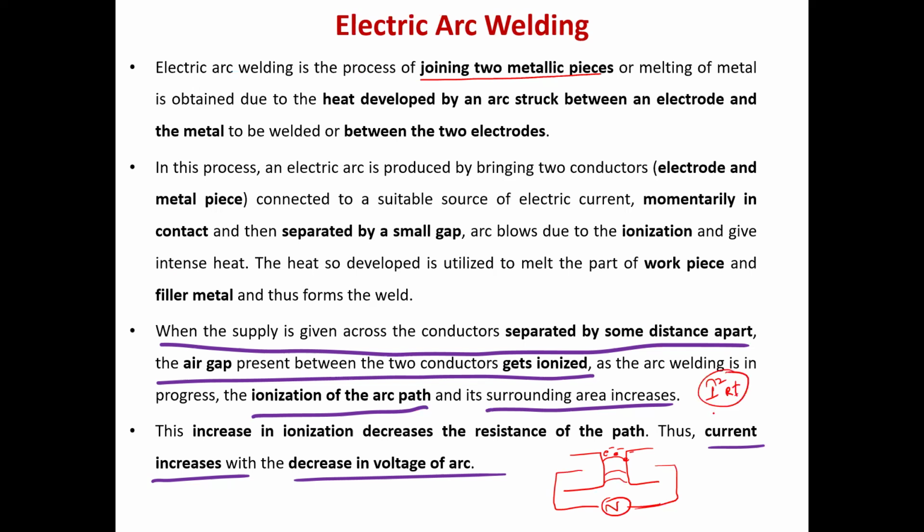That heat energy is enough for the particular metal to reach a molten state, and I can join those two things. Yeah, that's the line they have drawn here. The increase in ionization decreases the resistance, thus the current increases with the decrease in voltage. Initially, I can apply a stronger voltage, then it can reduce it momentarily.